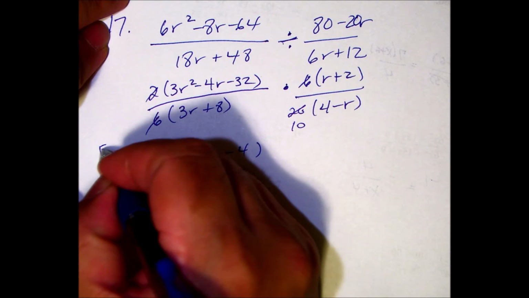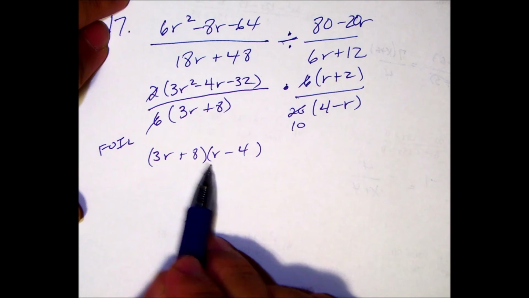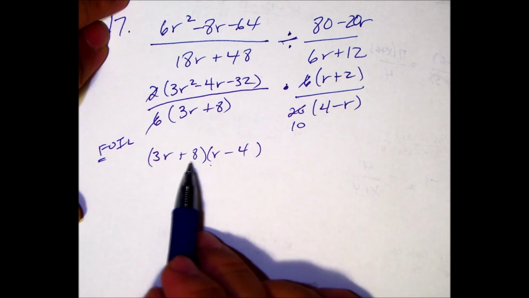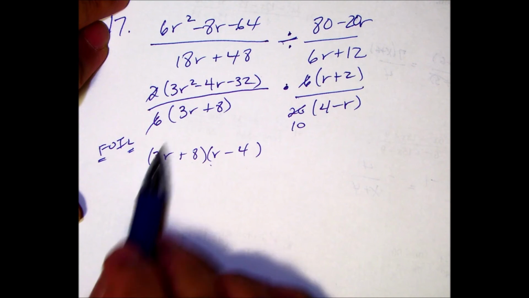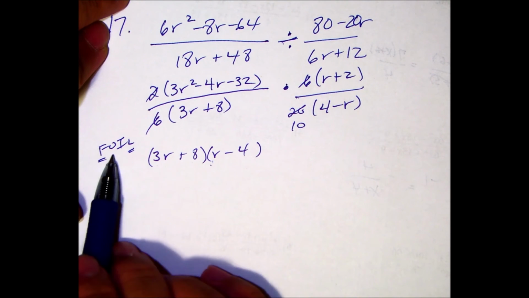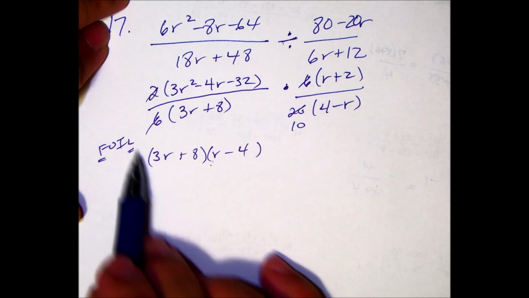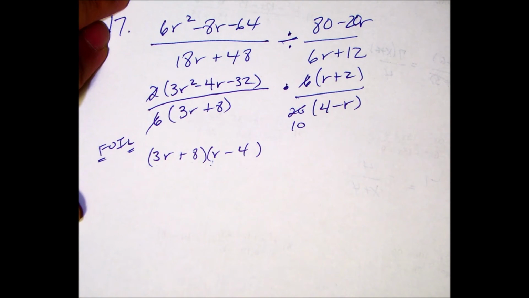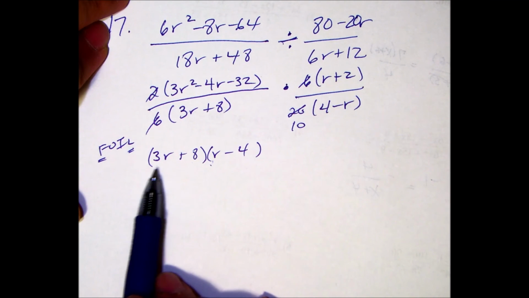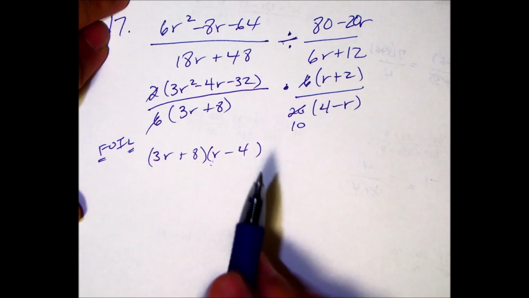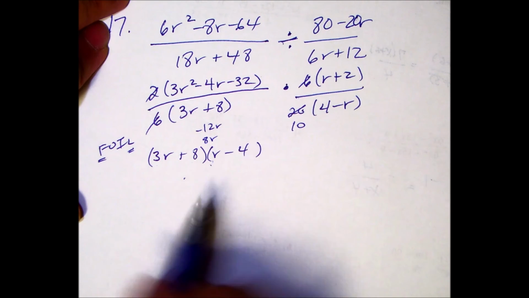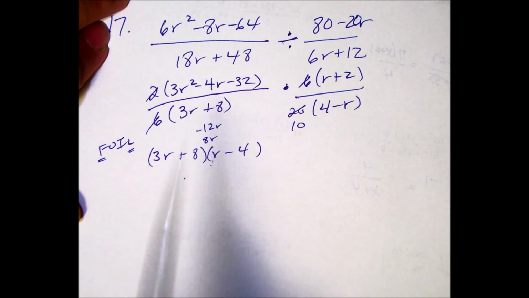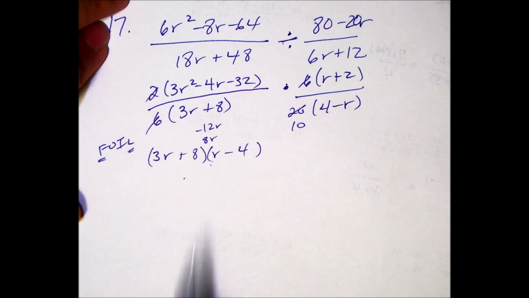Remember the FOIL? The 3r and r is the F, the first part, and 8 and negative 4 produce negative 32. That's the L. So I just double check those. 3r times r gives me 3r squared. That's the F. 8 times negative 4 gives me negative 32. That's the L. Now I'm going to check the OI. OI gives me the middle term. Outside is negative 12r. The inside is 8r. What is negative 12r plus 8r? It's negative 4r. So that's my OI, and it's correct.